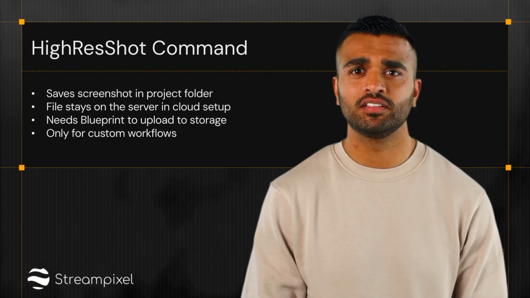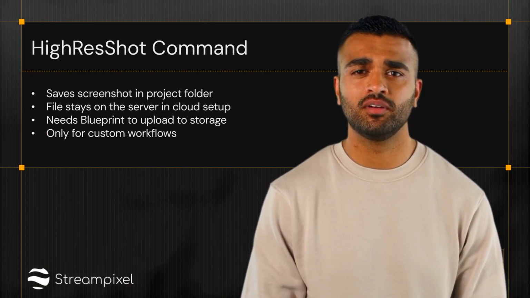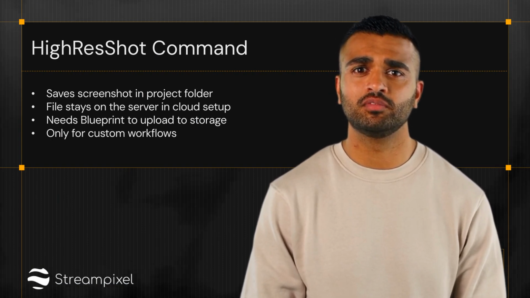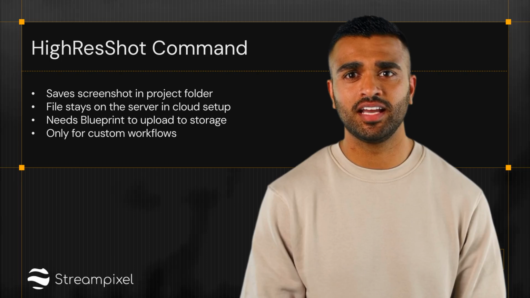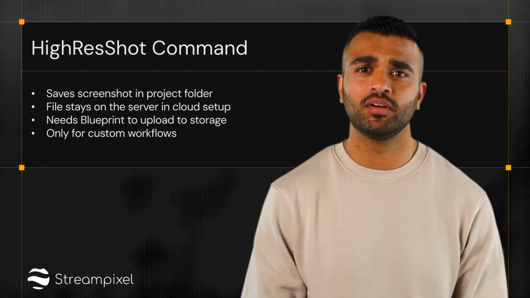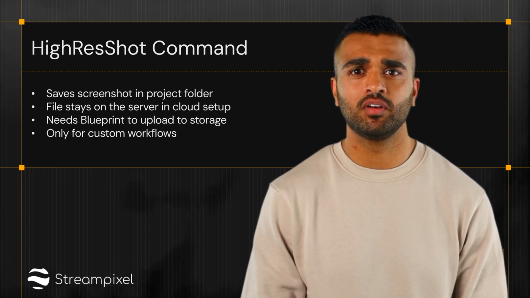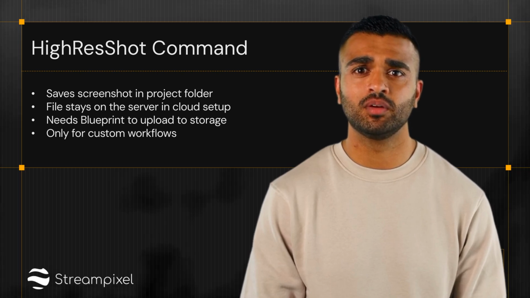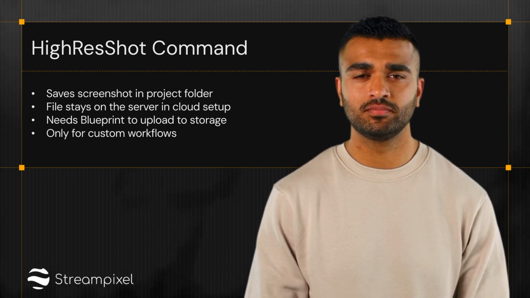Before we wrap up, let's quickly talk about Unreal's built-in requestScreenshot command. If you want something more custom, you can still use Unreal's requestScreenshot command. In that case, you'll need to configure your blueprint to find the file on the server within the project directory, upload it to cloud storage, and then pass on a link to your front end. This works, but it's more complex and only necessary for custom workflows.